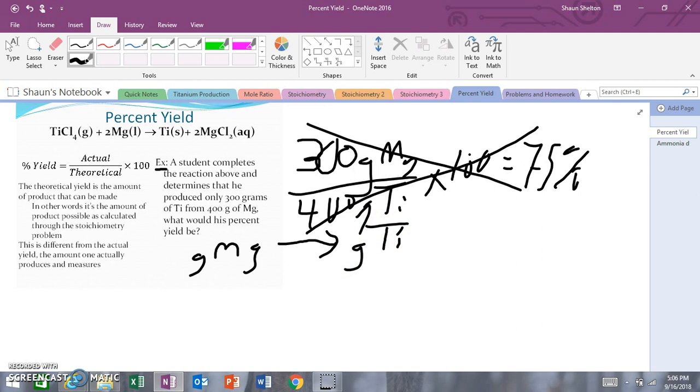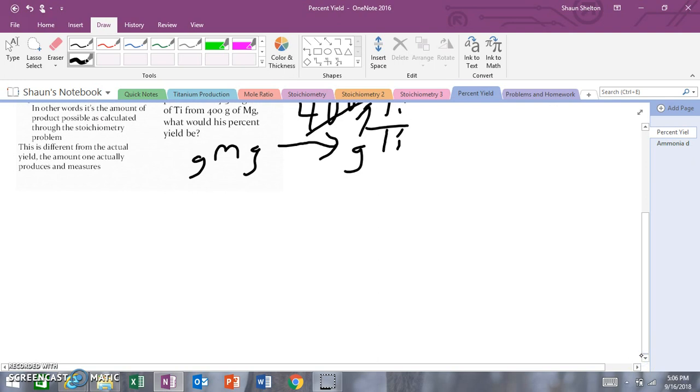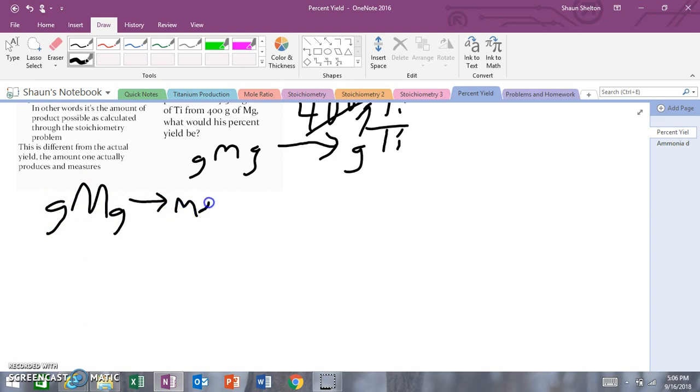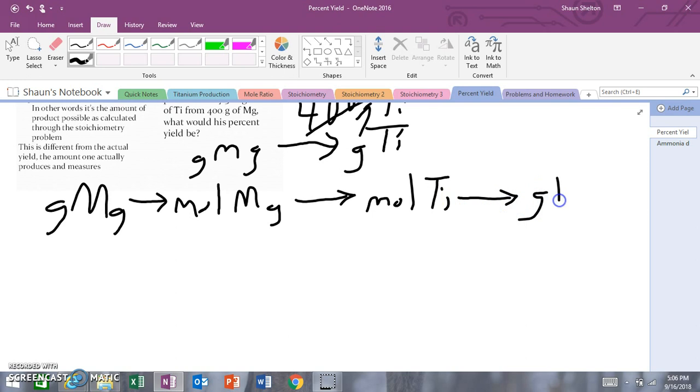Now, again, this process will be a little bit more involved than the previous one, but let's just break down the road map. We're going to take the grams of magnesium and convert that into moles of magnesium. Then we're going to convert moles of magnesium into moles of titanium. And then finally, we're going to convert our moles of titanium into grams of titanium. So this is a 3-step problem.